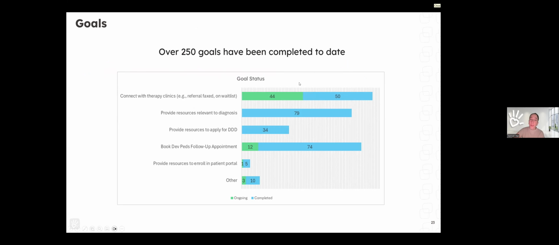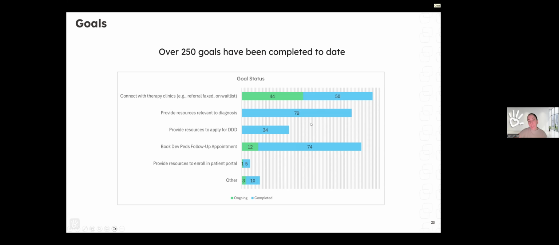So she connects them with therapy clinics, referrals faxed, on wait lists, getting them into places that are convenient for them, will meet their needs, and families have reported being very satisfied and excited for that. Whereas previously, we probably would have had families that would tell us that they're still finding places or haven't yet identified a place that works for them.